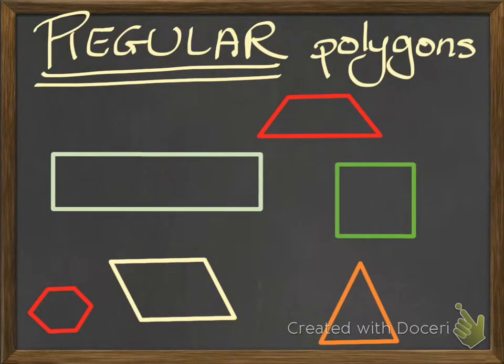Here's some more examples of regular polygons. Sides are the same length, angles are equal to each other. So like in this rhombus over here, these two sides are the same length, and these two sides are the same length, and this angle is the same as the angle opposite, and this angle over here is the same as the angle opposite. So even if they don't have all exactly the same length of sides, they have matching sides and matching angles.